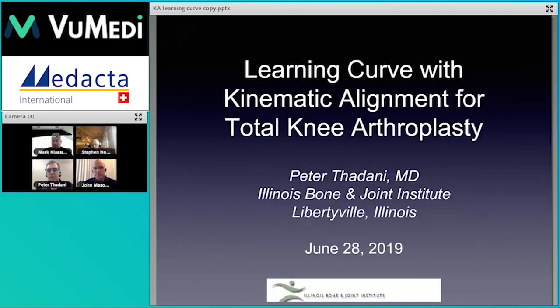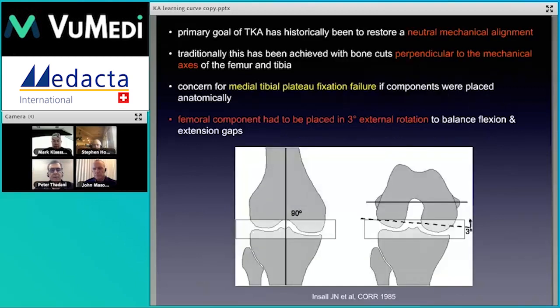All right, so I'm going to go through my learning curve experience with kinematic alignment. I'm relatively new to KA total knees, but I've got some experience, and I'm going to share my thoughts with learning curve and some things that I've observed.